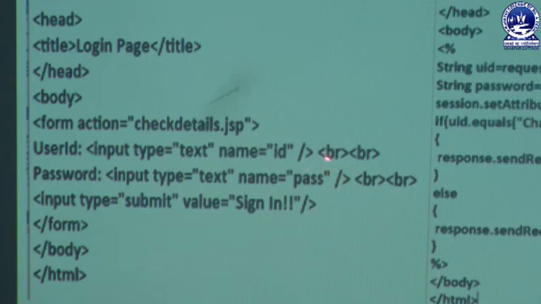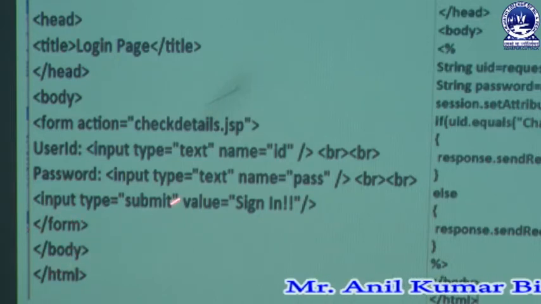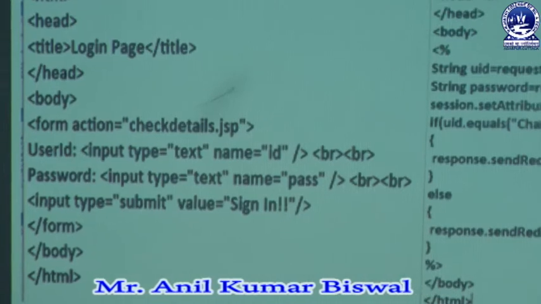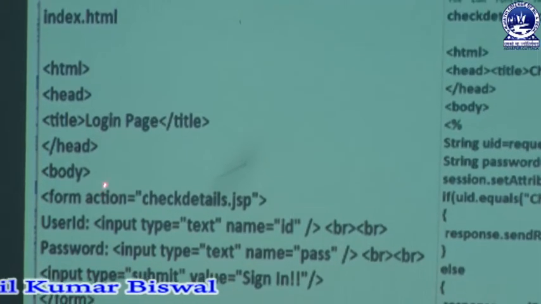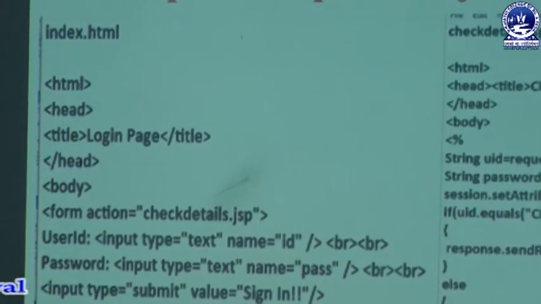Whenever the user types something specific here, like a password, it must be displayed as stars or hash symbols. Then we create a submit button whose value is "sign in", and we close the form tag. Then the body tag is closed, and the HTML tag is closed. In this way we are creating our index.html page.